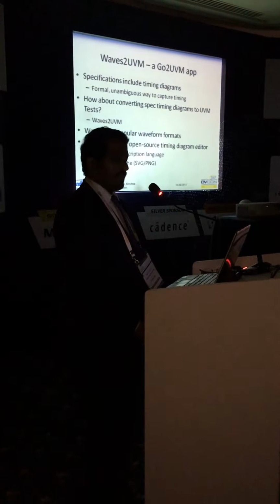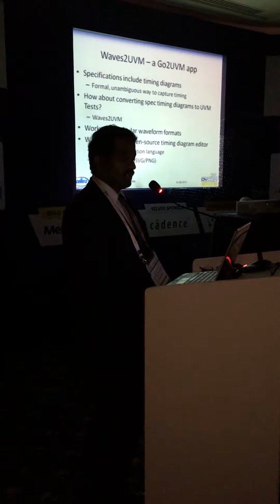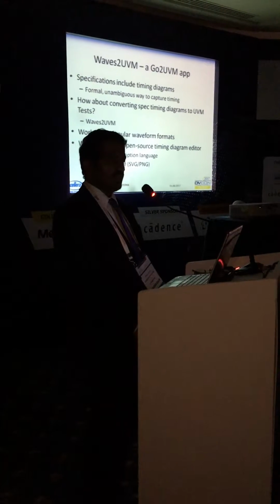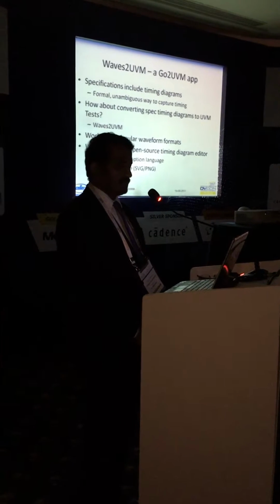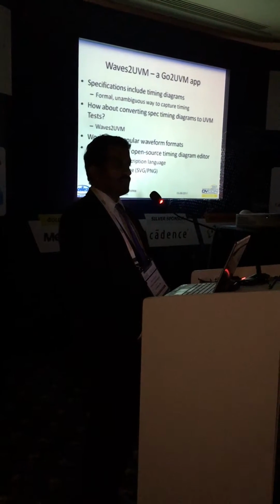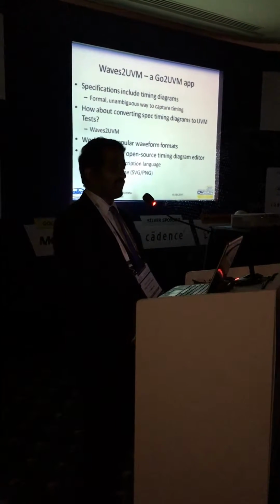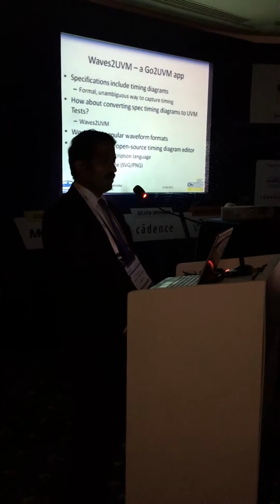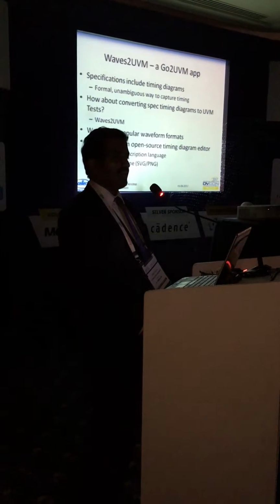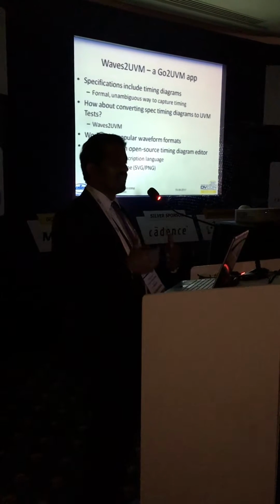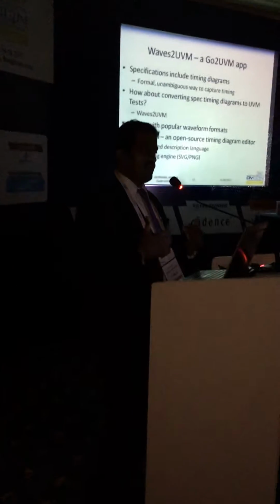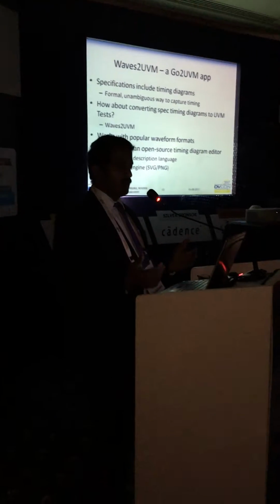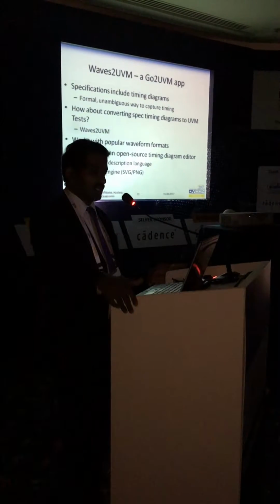Let's talk about a quick app which is called Waves to UVM, and this made quite a bit of waves during the DVCon US, so I thought I'd bring this in here. The motivation is most of your specs do include some sort of timing diagram, maybe a few, maybe a lot. Look at APB, for example, you have 7 or 8 timing diagrams in your PDF file. Now, how about, they are actually represented in a formal and unambiguous way to capture the timing between your signals.